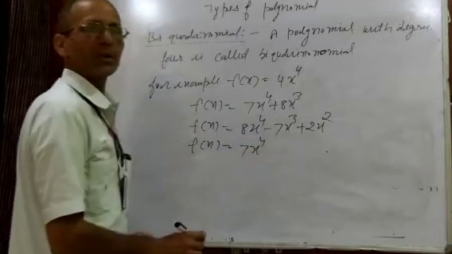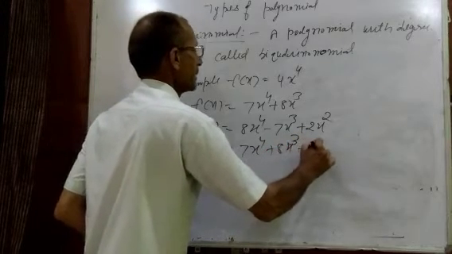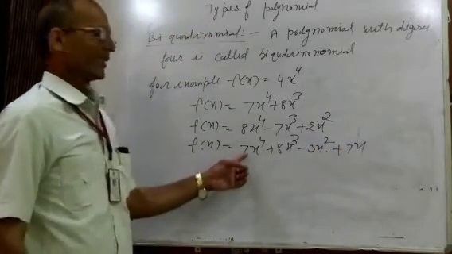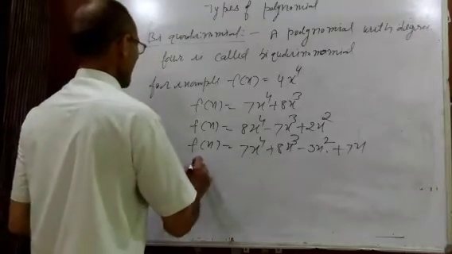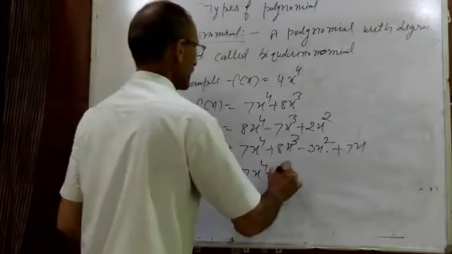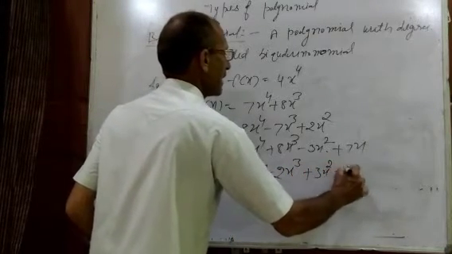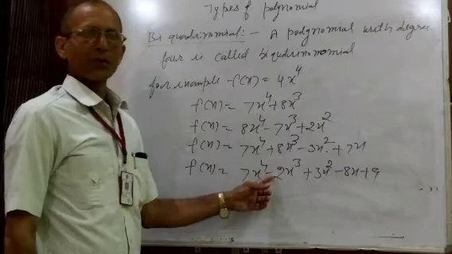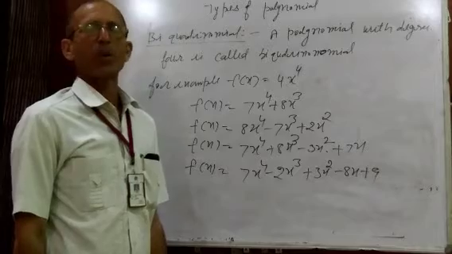Next, f(x) is equal to 7x raised to the power 4 plus 8x cube minus 3x square plus 7x. This is also a biquadrinomial with 4 terms. Next, f(x) is equal to 7x raised to the power 4 minus 2x cube plus 3x square minus 8x plus 9. This is also a biquadrinomial with 5 terms. So these are the types of polynomial on the basis of degree.